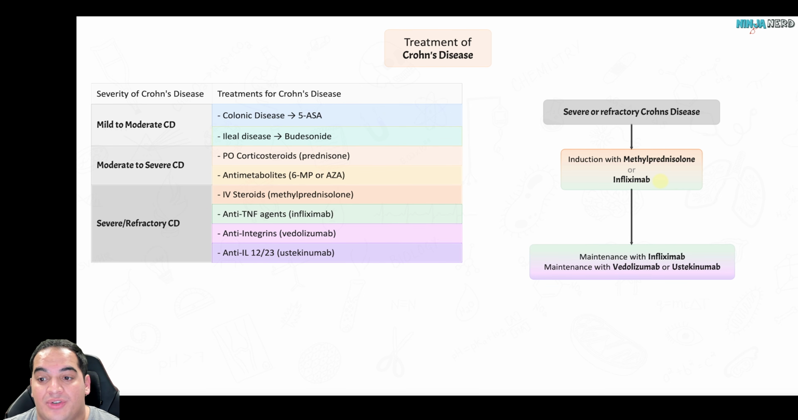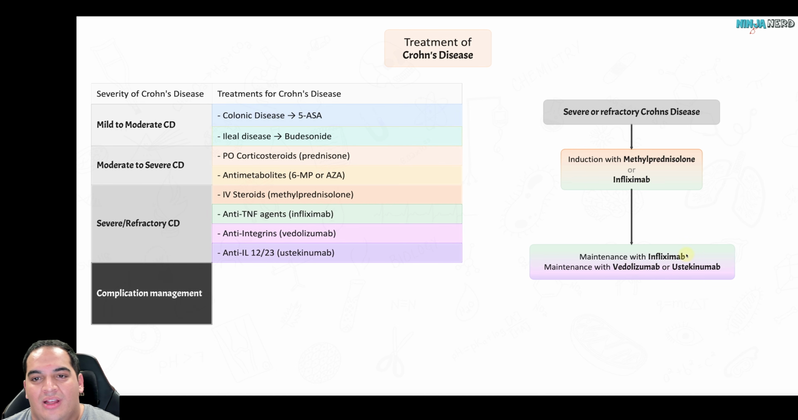If they have a positive response, in other words, you put them on methylprednisolone and they go into remission, great. Then maintain them on infliximab. If you started them with infliximab and put them in remission, maintain them on infliximab. The other option here is that you can induce them with methylprednisolone or with infliximab, and if you don't want to continue infliximab, you can consider one of these two as an alternative, such as vedolizumab or ustekinumab. But oftentimes, it's usually going to be infliximab.